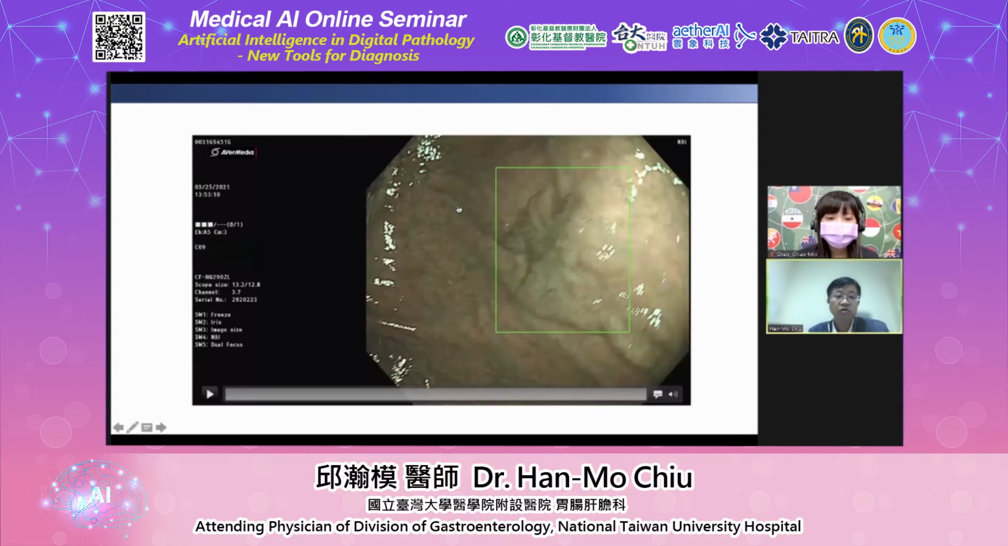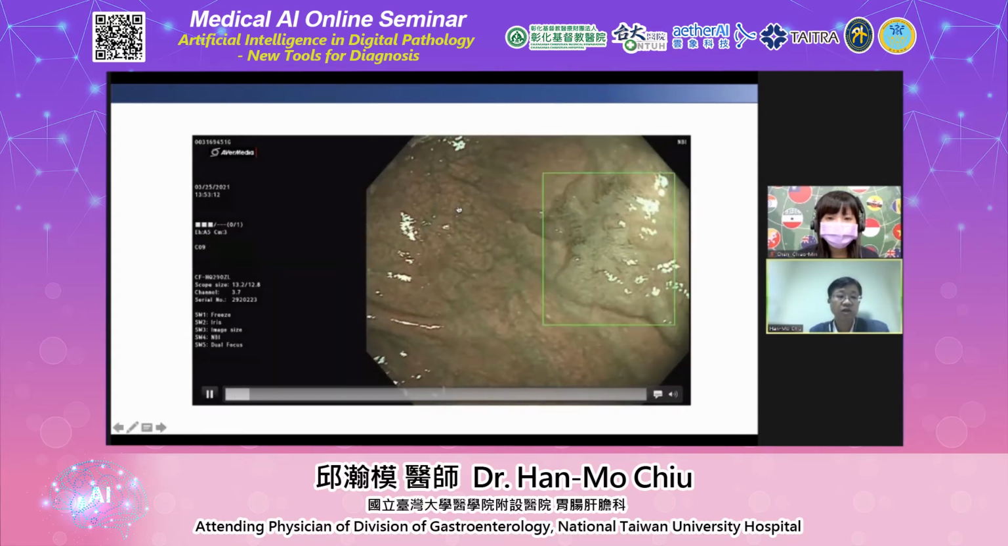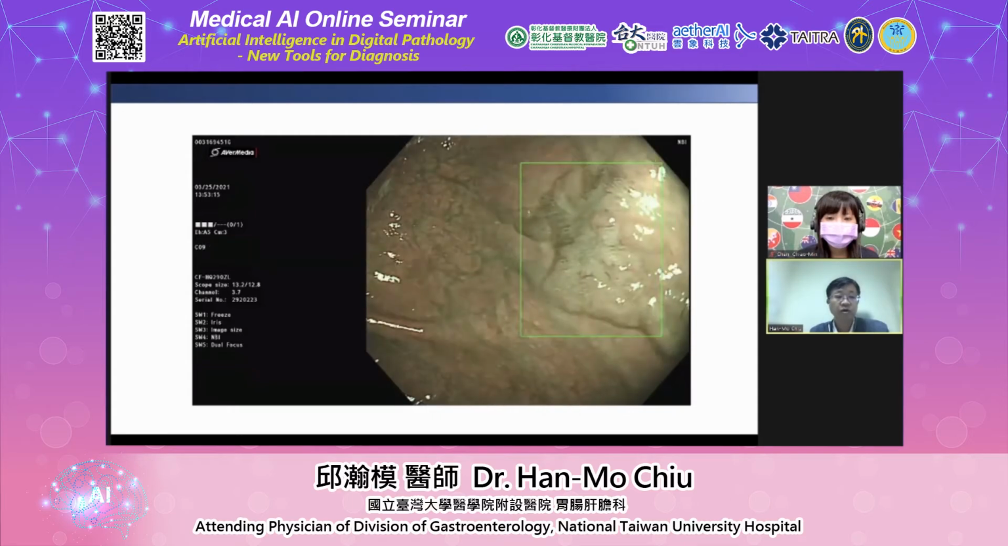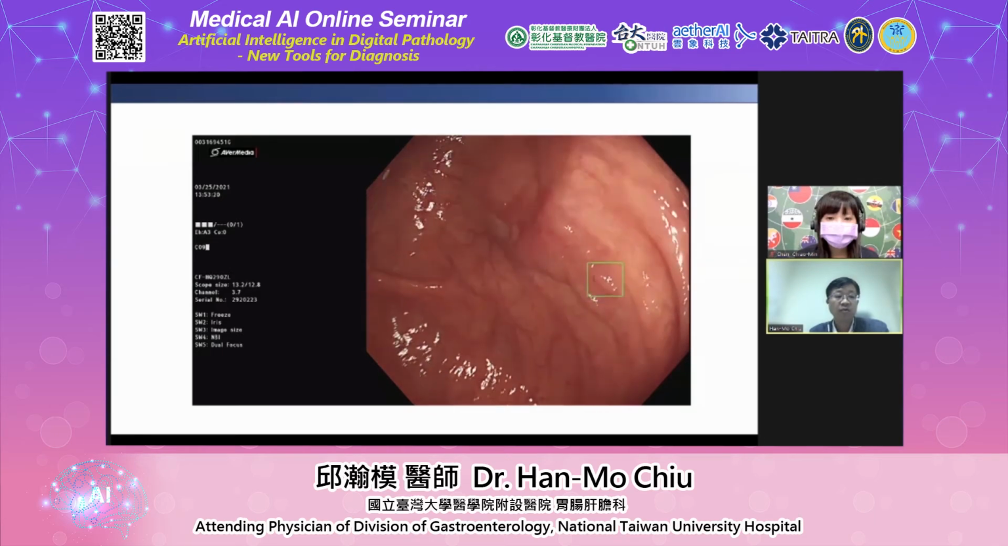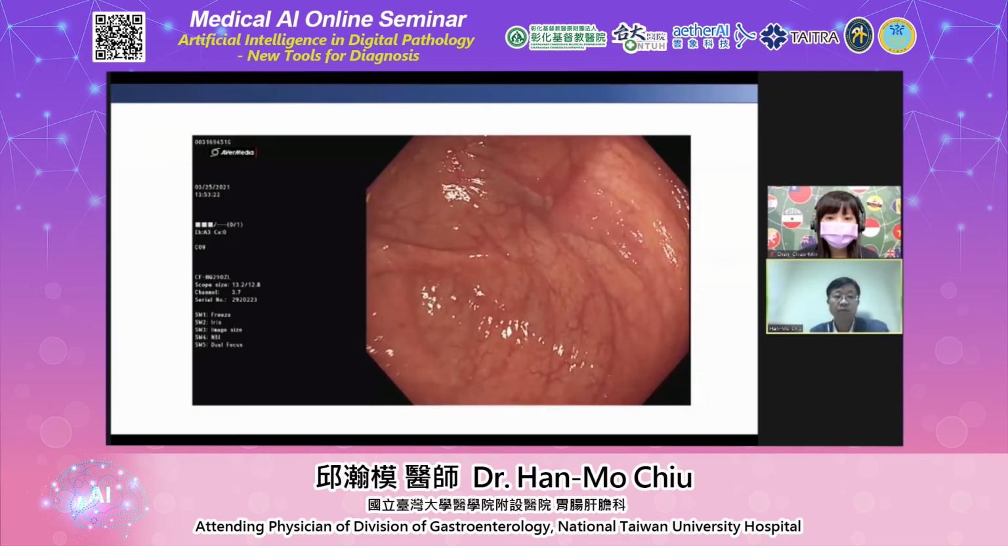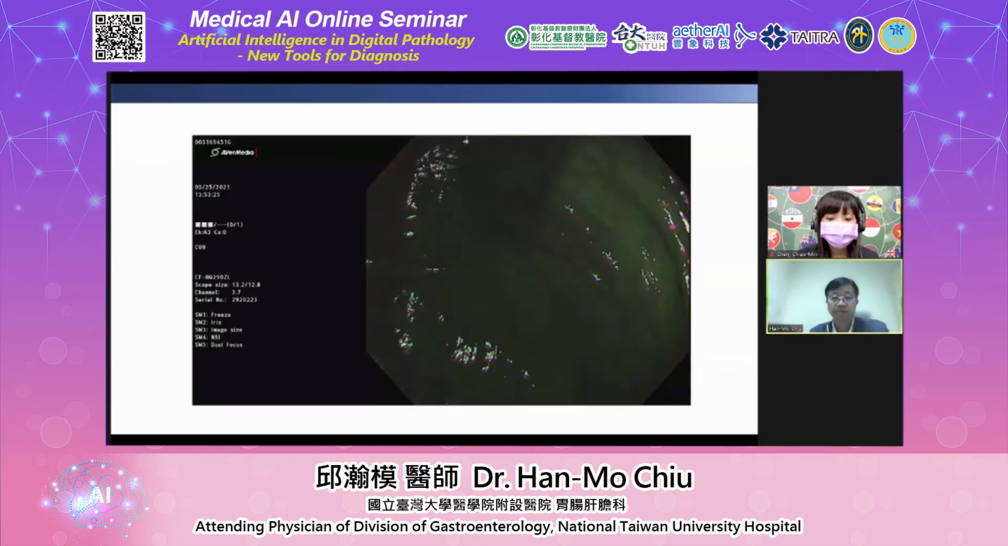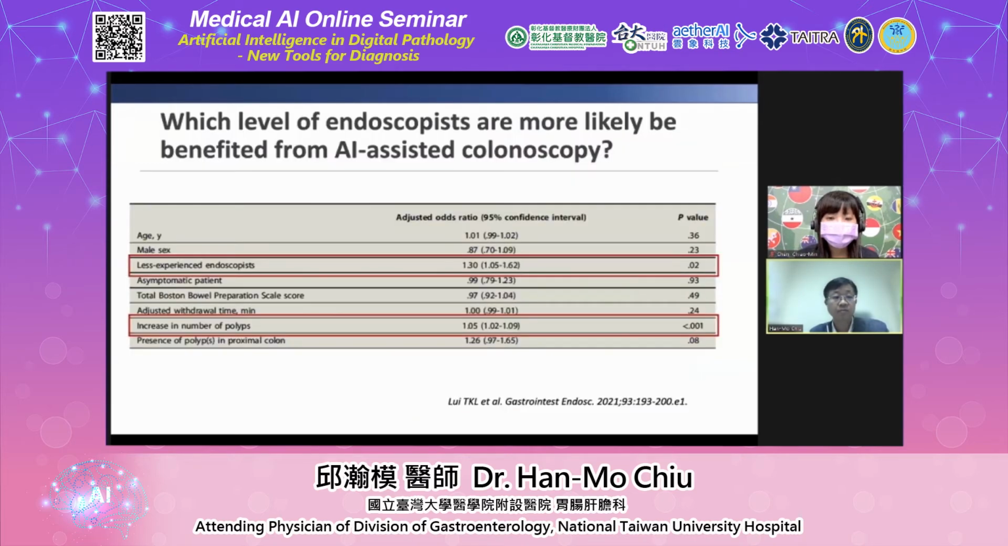In this video, you may see that such a flat lesion, the non-granular type, was identified by the AI-assisted colonoscopy under both white light endoscopy and the narrow-band imaging mode. It is intriguing to know at which level of endoscopist AI-assisted colonoscopy is most helpful. According to a recent study from Hong Kong, AI-assisted colonoscopy significantly increased the ADR of less experienced endoscopists.